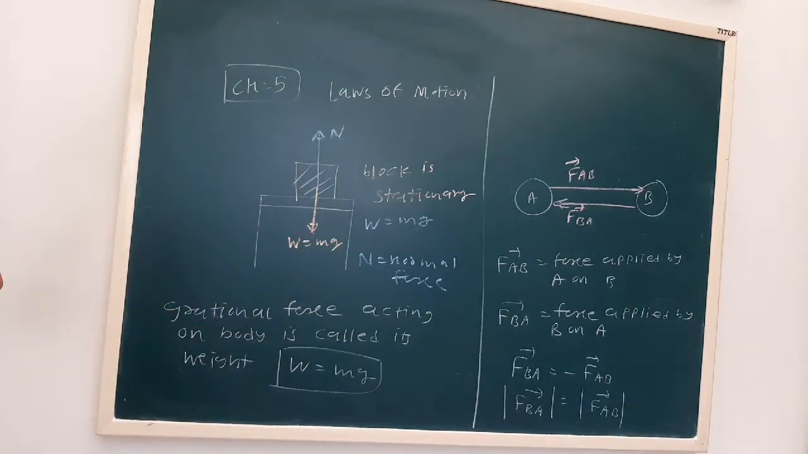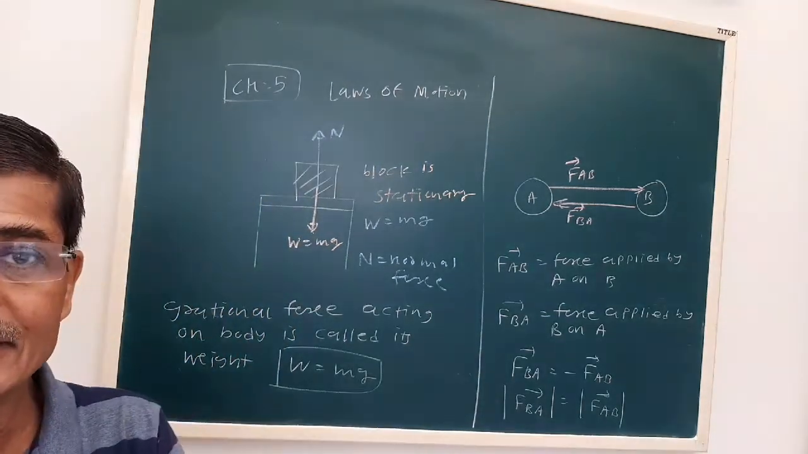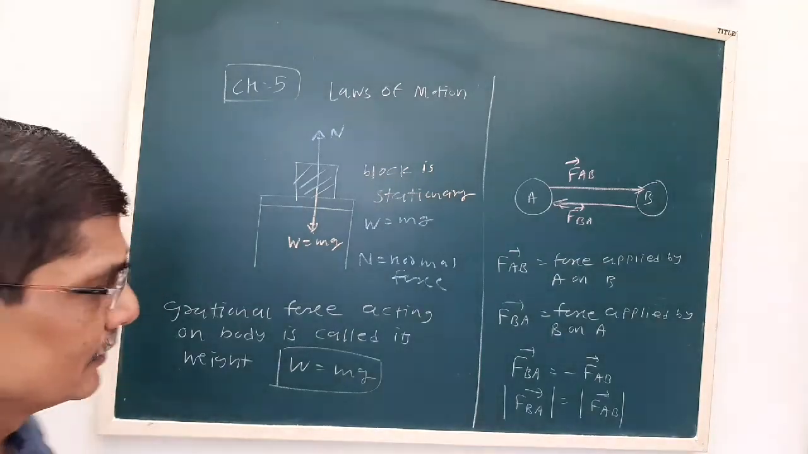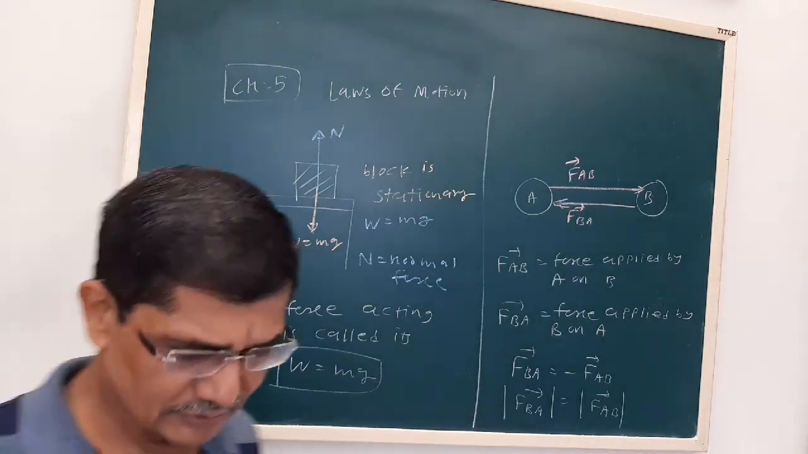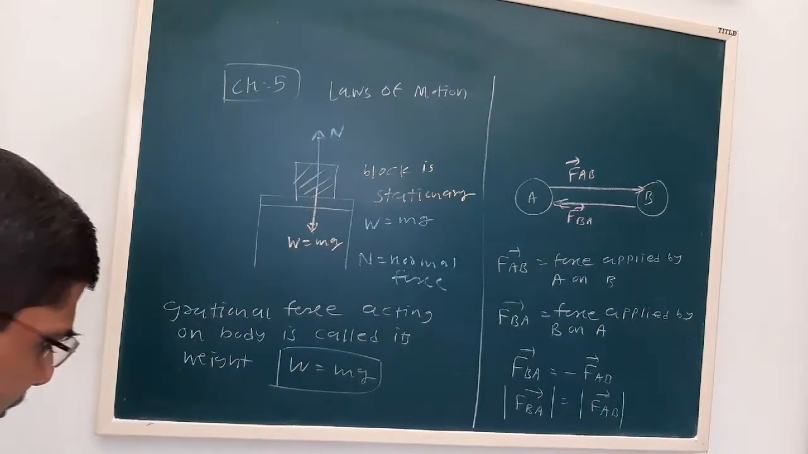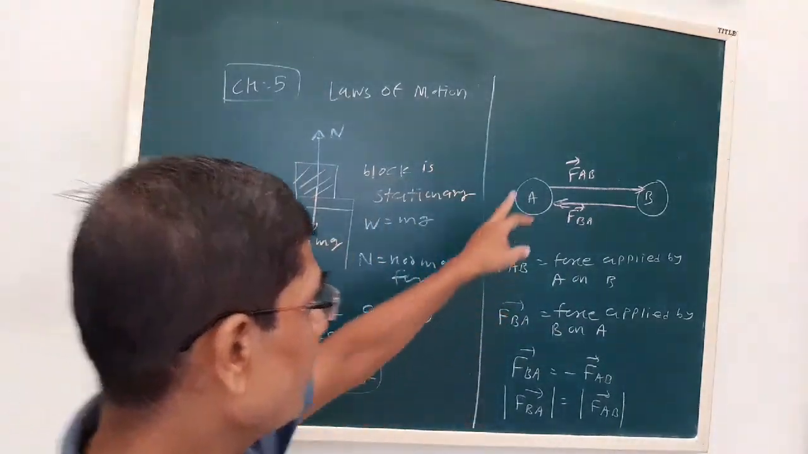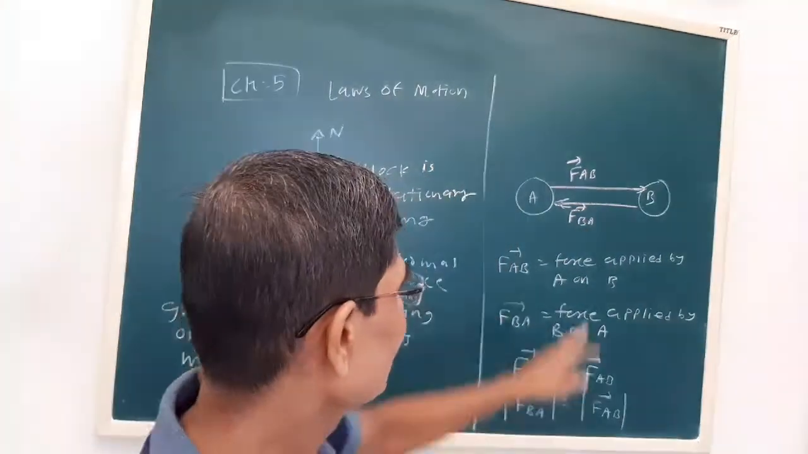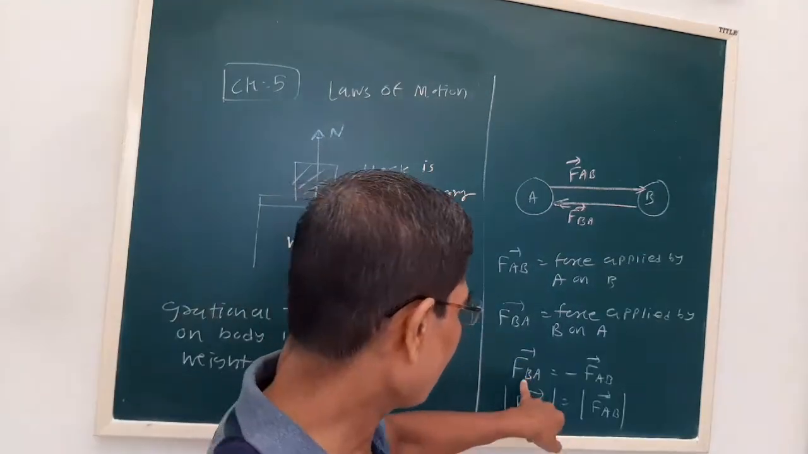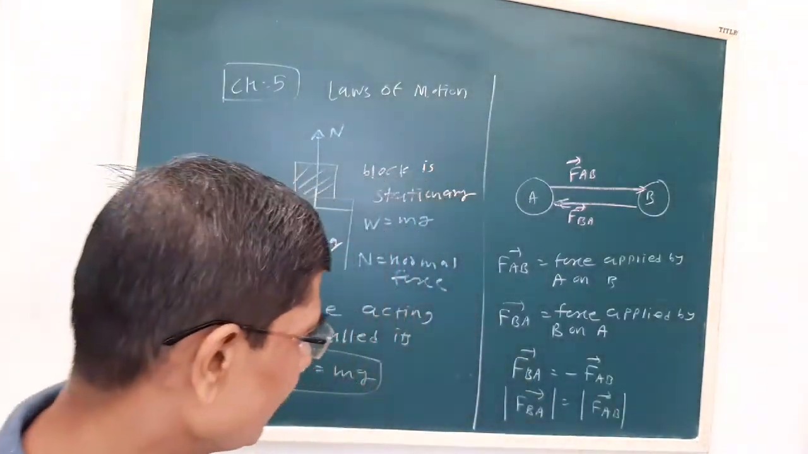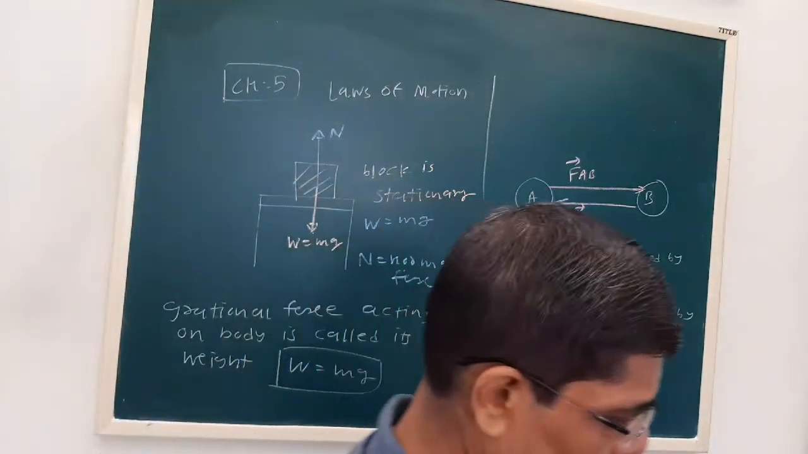Now we can say these are two forces of equal magnitude in opposite direction, acting on different objects. So this is about Newton's third law of motion. During the interaction between two bodies, A and B, FAB is the force applied by A on B. FBA will be the force applied by B on A. So by the third law, FBA will be equal to minus FAB. Their magnitudes will be equal.